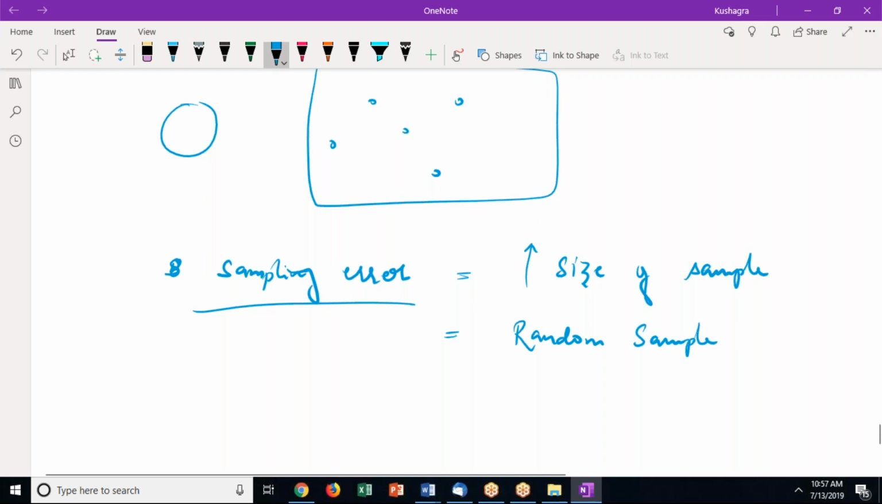Now, why does a random sample, as I told you, have the same probability of getting each value? Let me explain that to you through another example. Suppose it is raining outside your house.